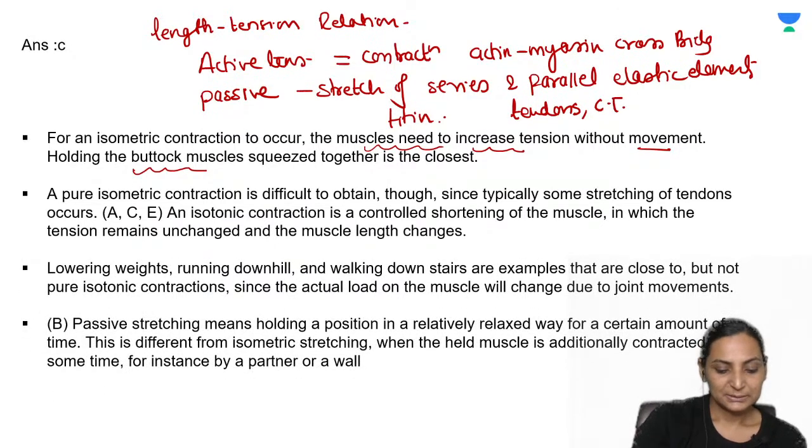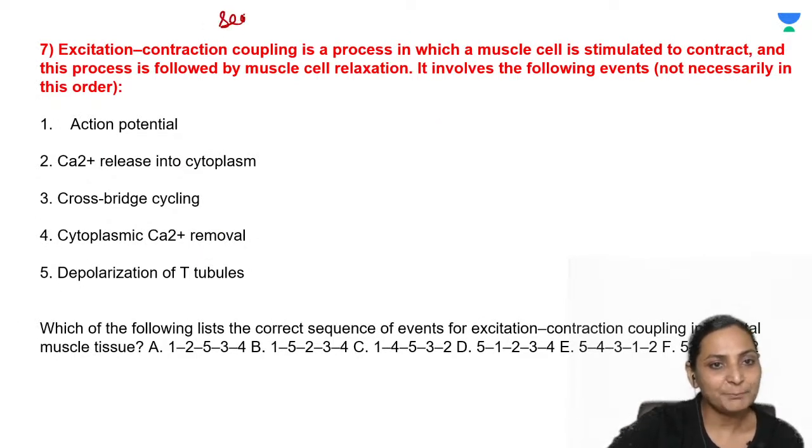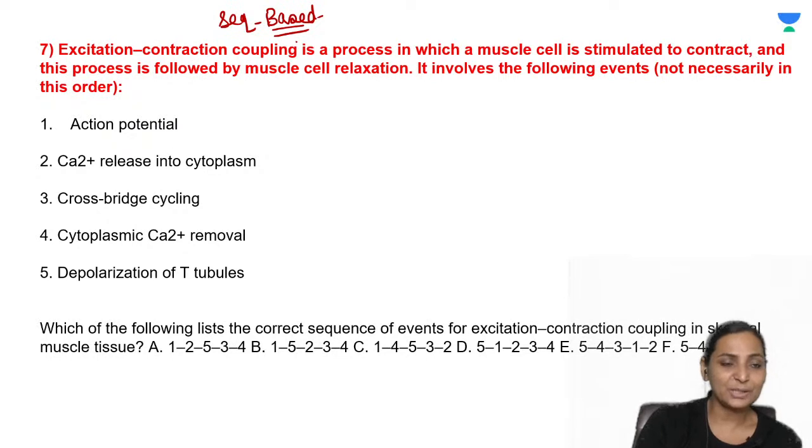Next. Yes. Now, this is an example of a sequence based question. Boys and girls, you get this type of question in exams. It is a typical example of a sequence based question. Excitation contraction coupling is a process where the muscle is stimulated to contract, and then there is going to be muscle relaxation, with the following steps being given: 1, 2, 3, 4, 5. You have to tell me what is the correct sequence of this activity. So options: action potential, calcium release, cross bridge cycle, cytoplasmic calcium removal, and depolarization of the T tubules. So what is the correct sequence?